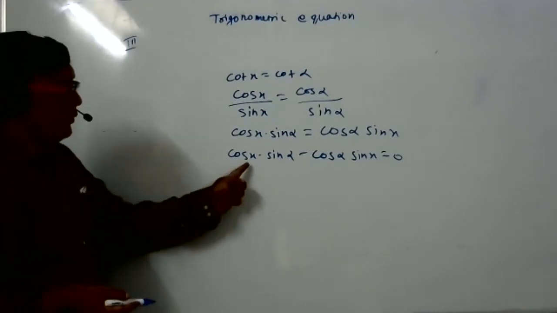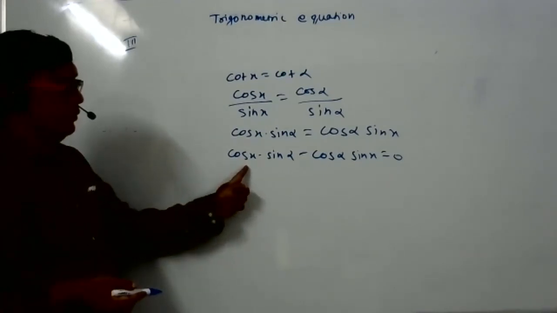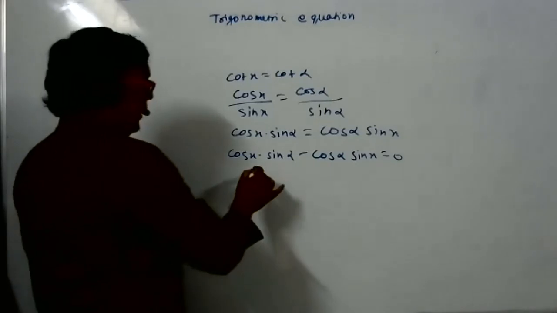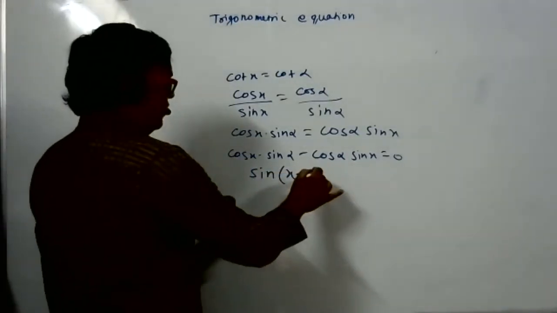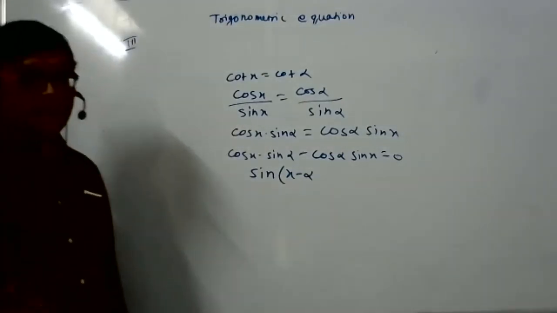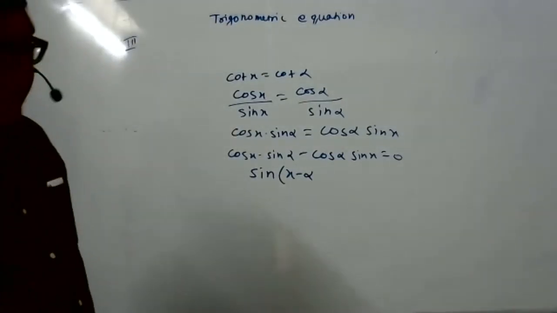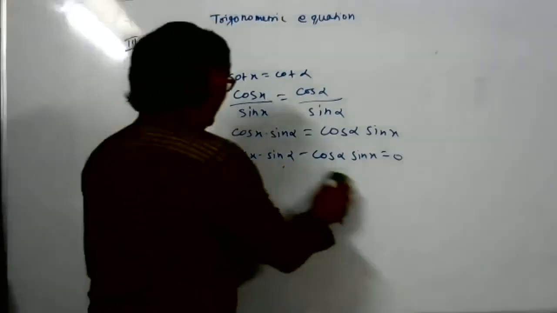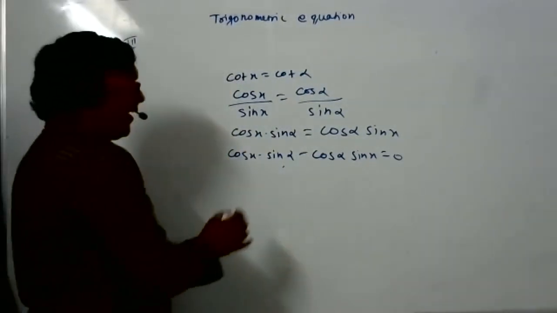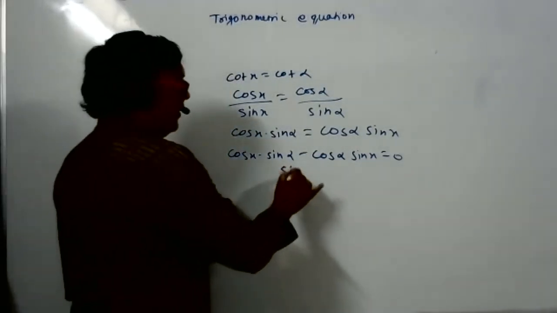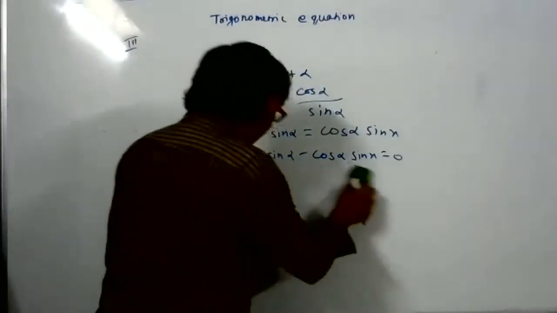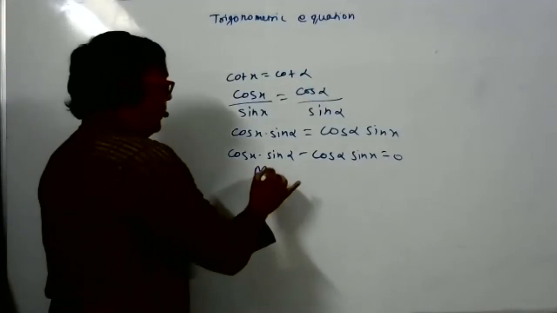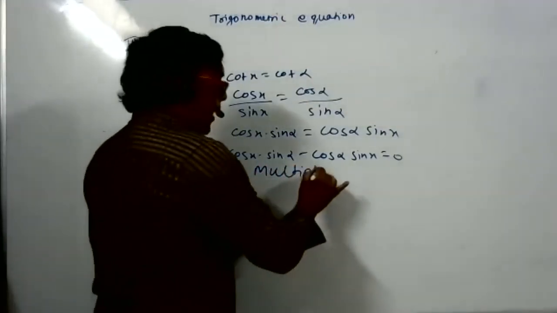Now what should I write now? Whose formula is this? Sine alpha minus x, or we can say sine x minus alpha, doesn't matter. You're saying if it is alpha minus x, the formula changes, right? That is your doubt. Yes, sir. Good, good. Actually, this is the formula of sine alpha minus x. But I will not write it this way. I will multiply both sides by minus 1. Is it okay or not?